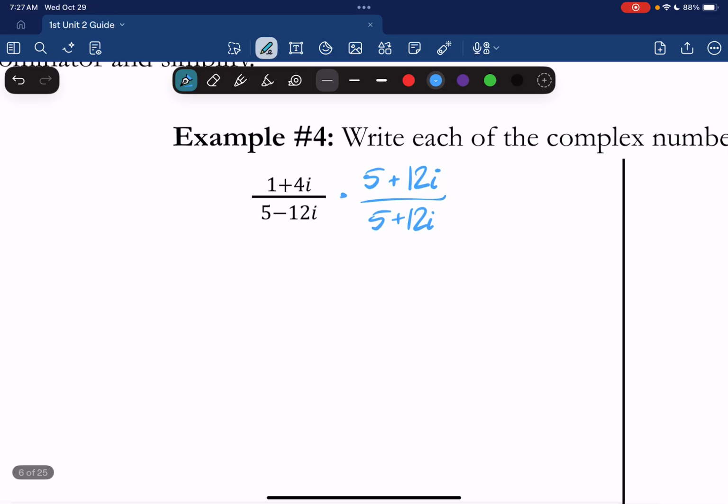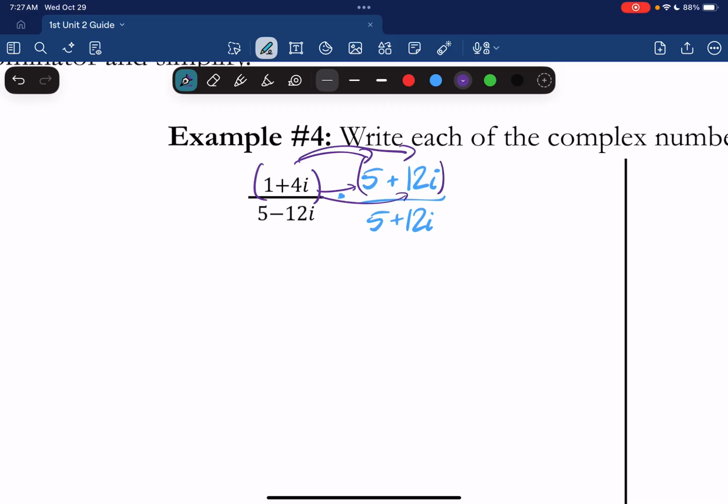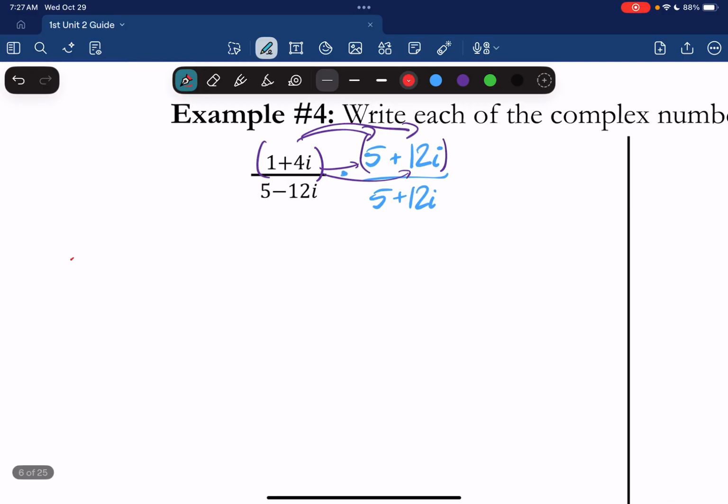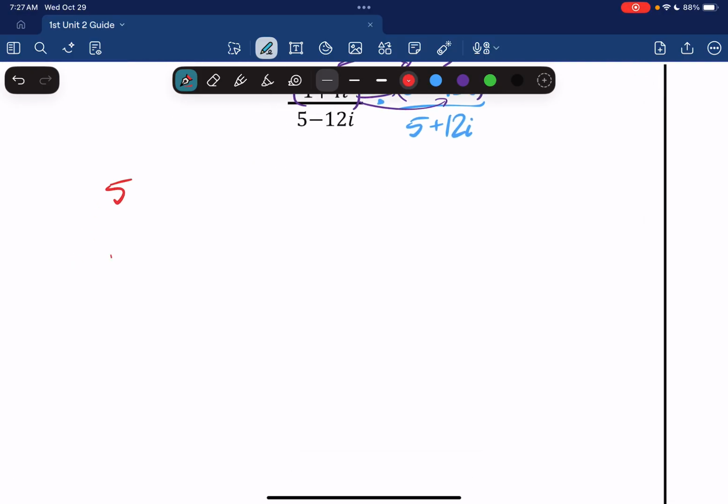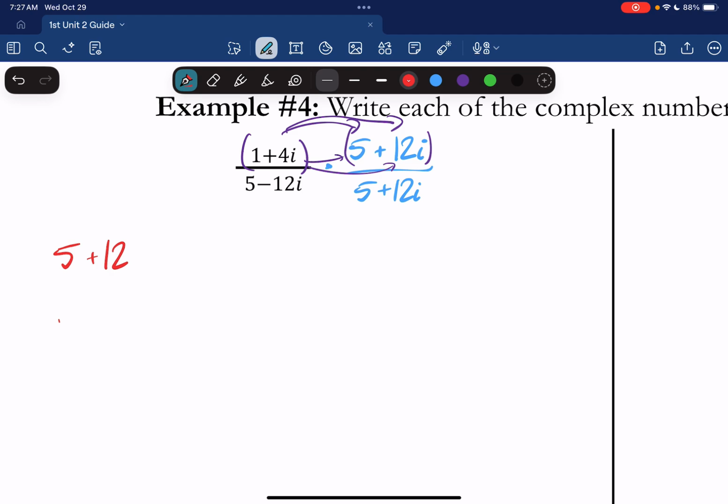And now I'm going to multiply everything out, just like we did before. So I'm going to distribute. Starting with that numerator, 1 times 5 gets me 5. 1 times 12i is going to be plus 12i. 4i times 5 is going to be plus 20i. 4i times 12i is going to be plus 48i squared.